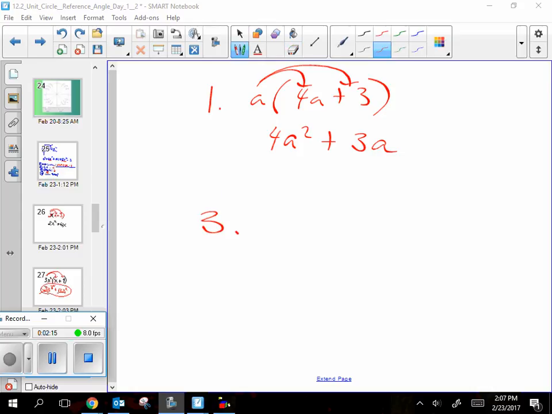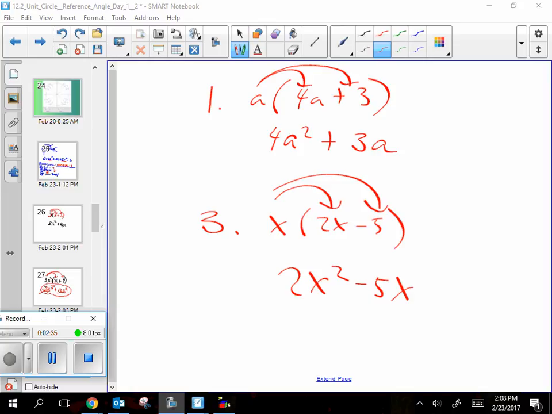Hey, don't laugh at me or I'll just make you do them all. Okay, number 3. x times 2x minus 5. Multiply it out. Oh my gosh, this is so easy. And, what do you think? Say it if you know it. 2x squared minus 5x. That's it.